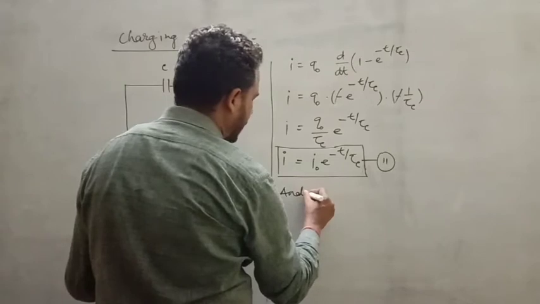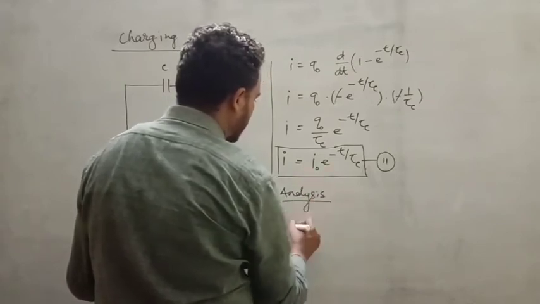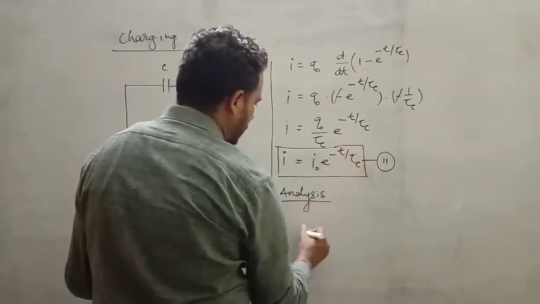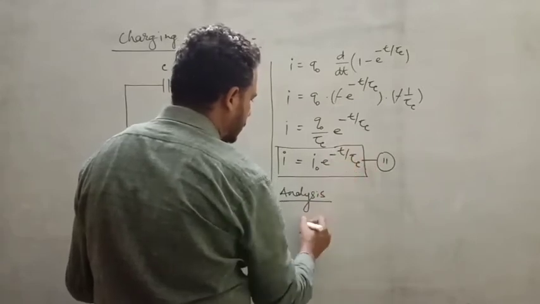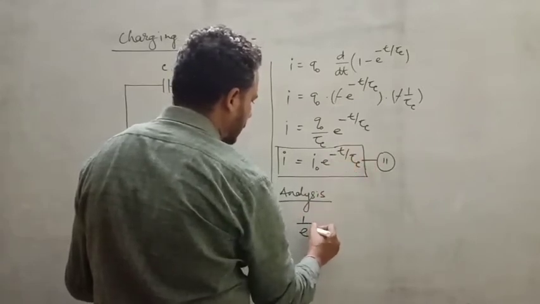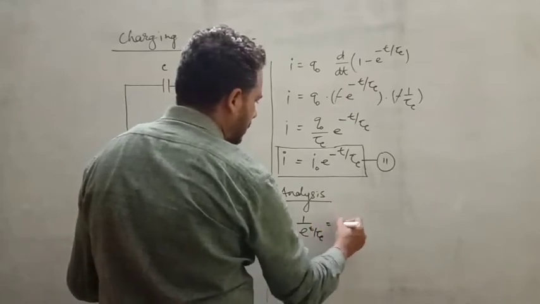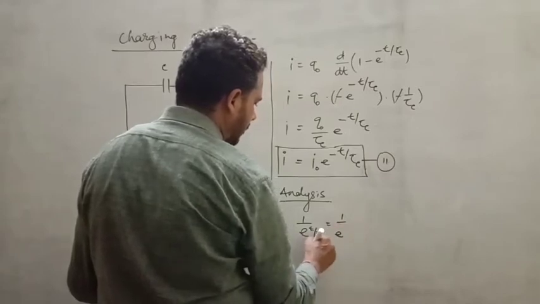So after analysis, what you will see is that I am just going to calculate only this one, e to the power minus t by tau c. Because this one is negative, you will take 1 by e to the power t by tau c. Okay, and what you will see here is that this one is e to the power t, and this one is your time constant t.